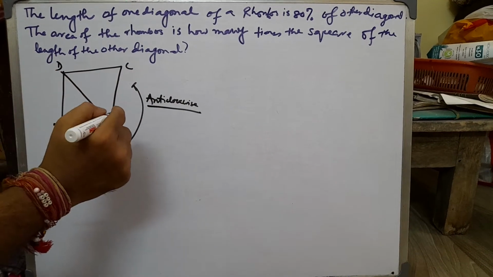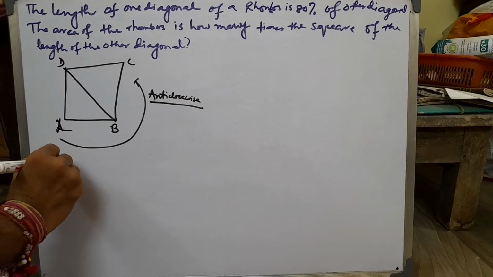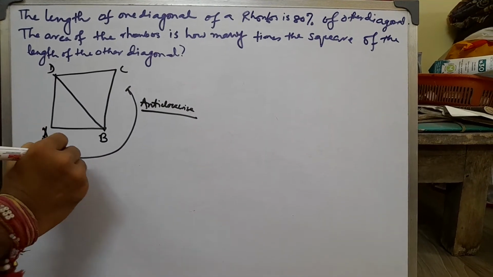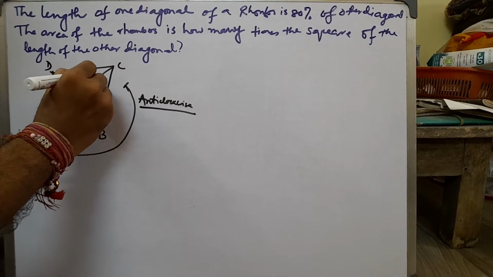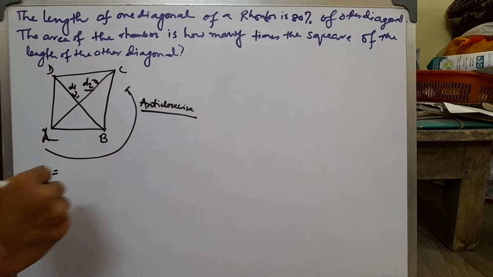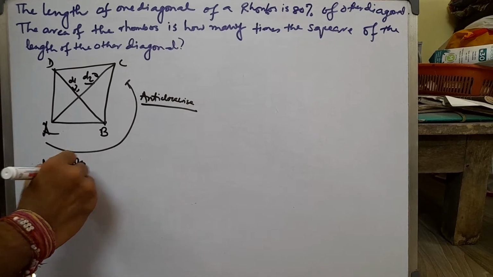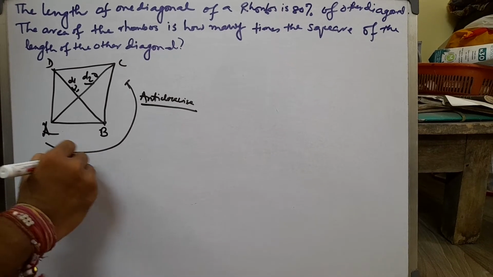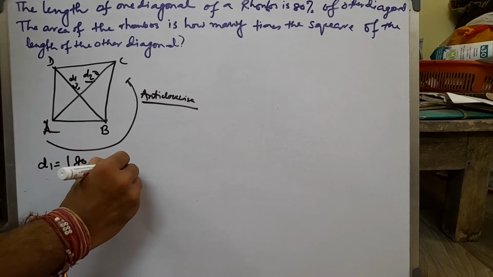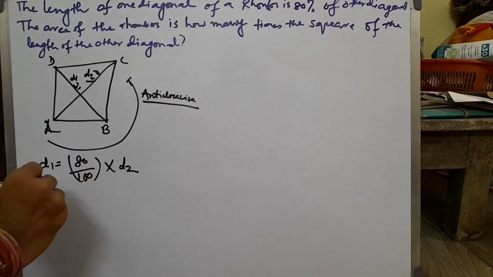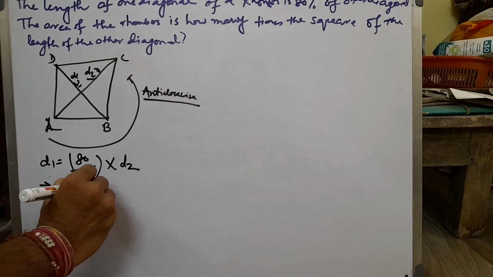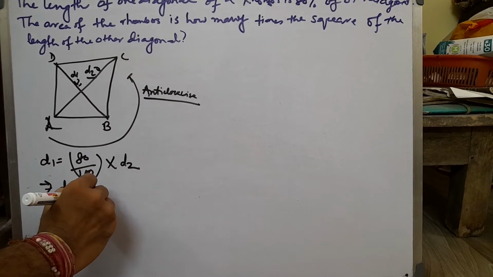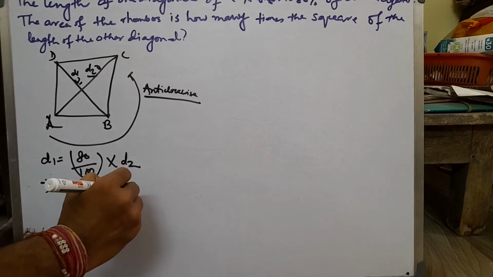So when this type of problem comes, suppose this is D1 and this is D2. So D1 is equal to 80 by 100 into D2. So D1 is equal to 4 by 5 D2.